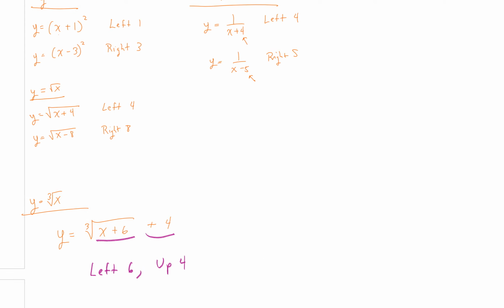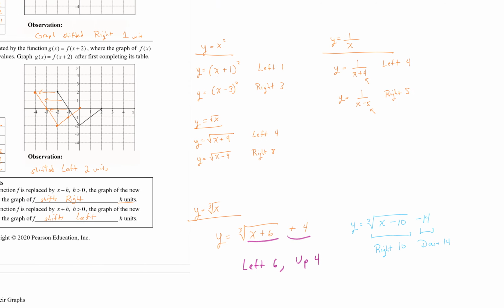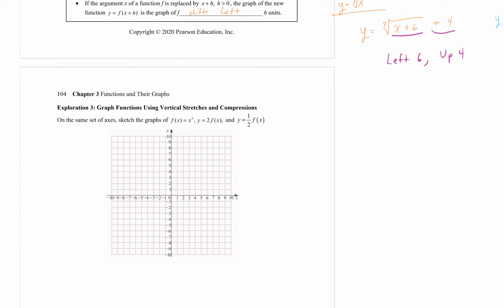Let's do another example. Let's do the cube root of x minus 10, minus 14. This means inside here, it's going to the right 10 units, and this outside minus 14 is going down 14. That's how you interpret these. So I hope this is making more sense, okay? The more practice, the better, the easier.